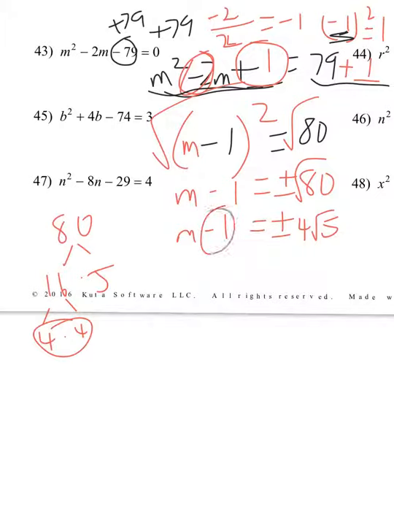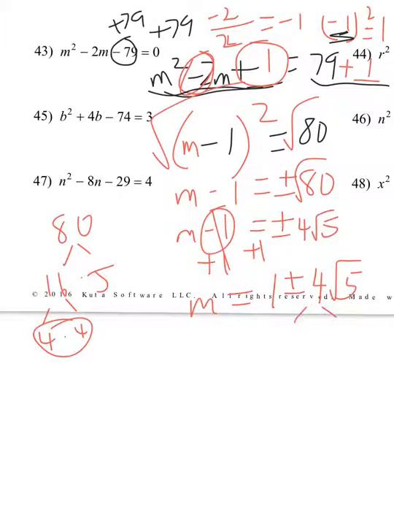Now, I need to get rid of this. So I'm going to add 1. And this is what I was telling you on the last example. You want to add that in front of the plus minus symbol. So it's m equals 1 plus or minus 4 square root 5. That's one way to leave your answer.